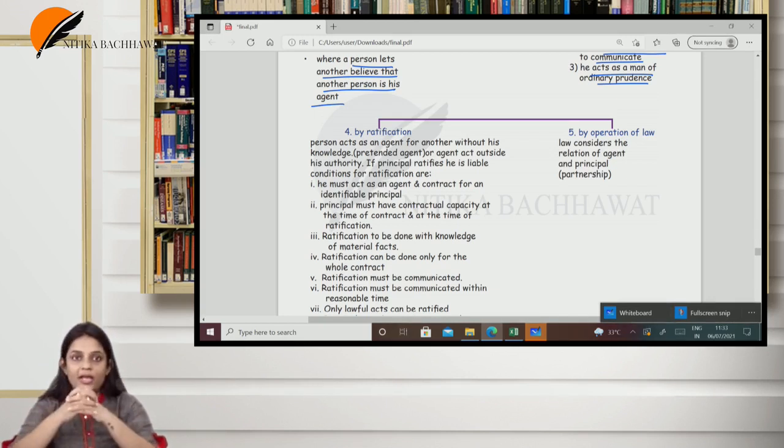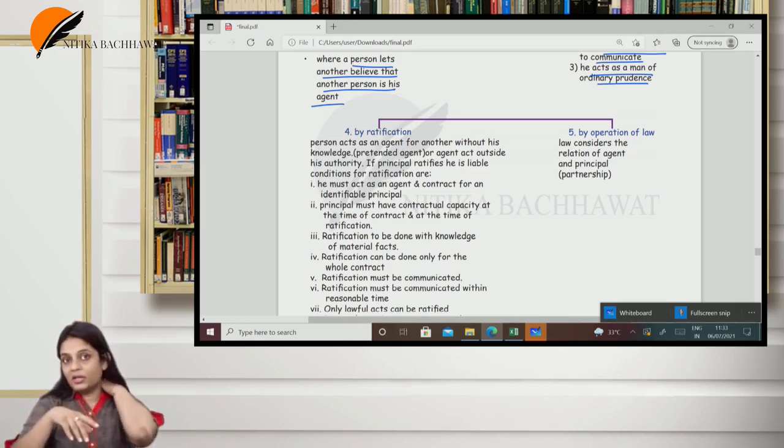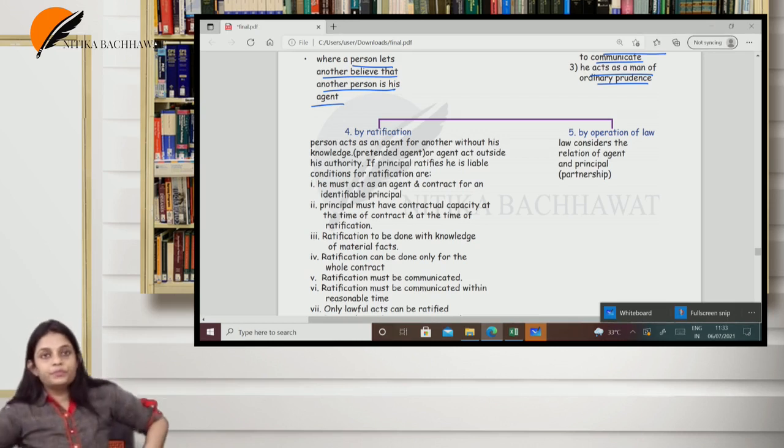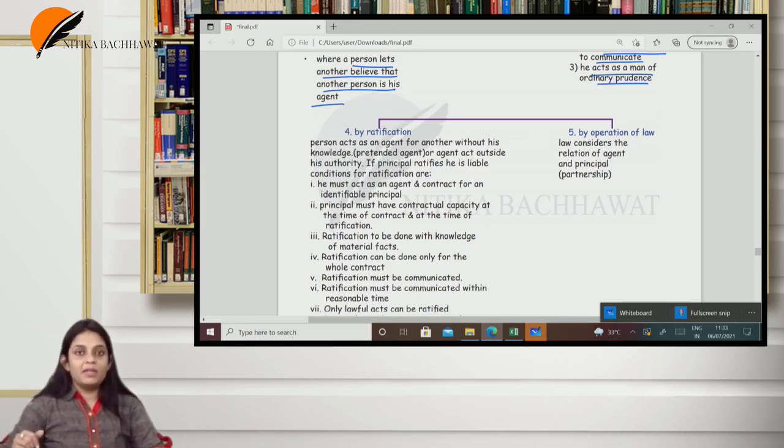I am not your agent. I go and buy this land in your name from this person. He comes and says to you, please pay me the money. You pay the money for the land. I become your agent by ratification.